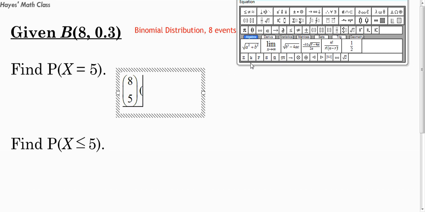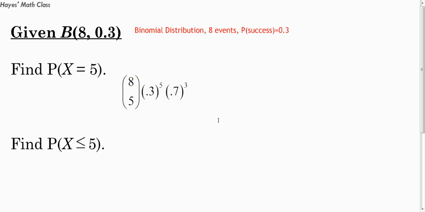Then we've got 0.3 going on, and we want 5 of those. So we're going to take that up to the 5th power because we want 5 successes. And then remember, if the probability of success is 0.3, that means the probability of failure is 0.7. And if I have 5 successes, that means the remaining 3 would be failures. And you'd go ahead and type that in.